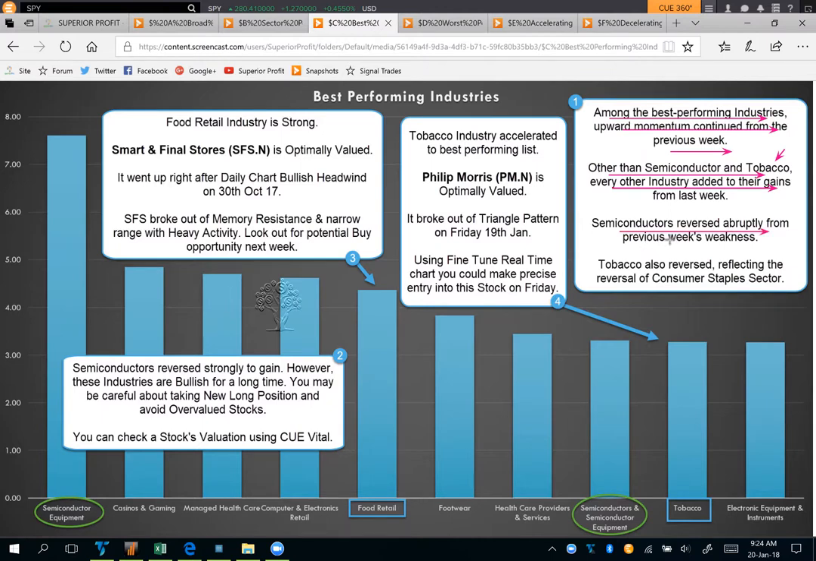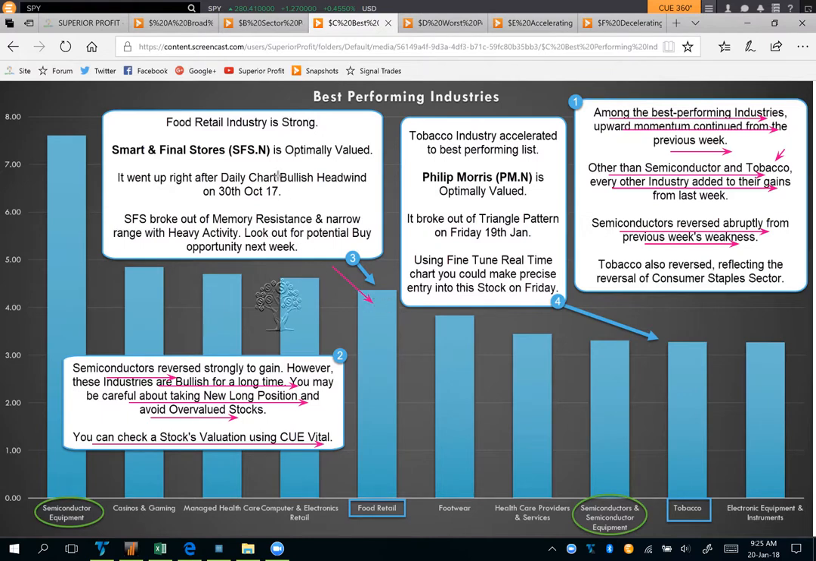Semiconductors are industries that reversed abruptly from the previous week's weakness. However, these industries have been bullish for a long time. You may be careful about taking new long positions and avoid overvalued stocks. You can check a stock's valuation very easily using QVITA.